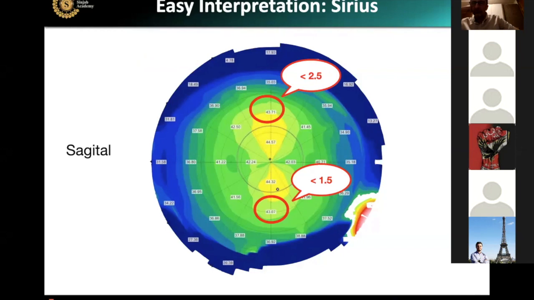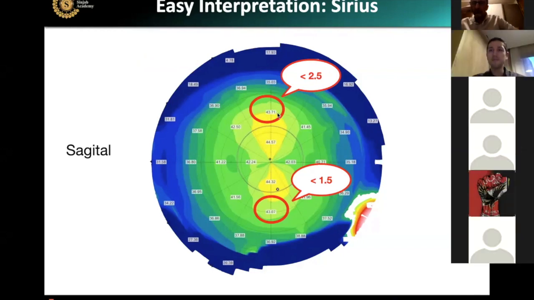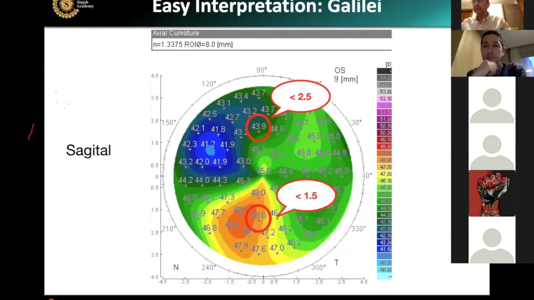So for the Cyrus, we have to look at the 2 opposing points as well, and we can use the same numbers, but we have to be sure that we are looking at the sagittal curvature map, because the default map in Cyrus, and of course the MS39, is the tangential, not the sagittal. So if you want to study these numbers, you have to look at the sagittal curvature map.